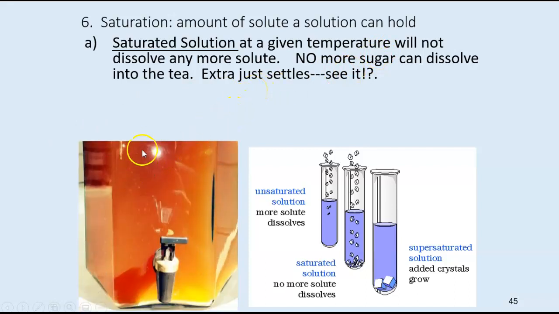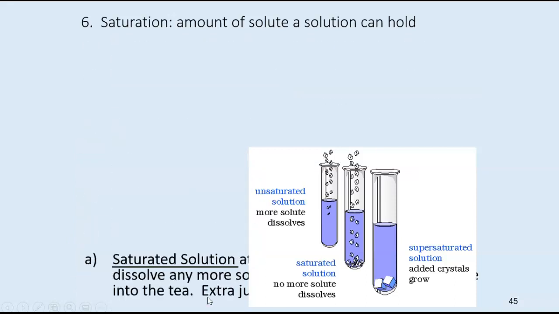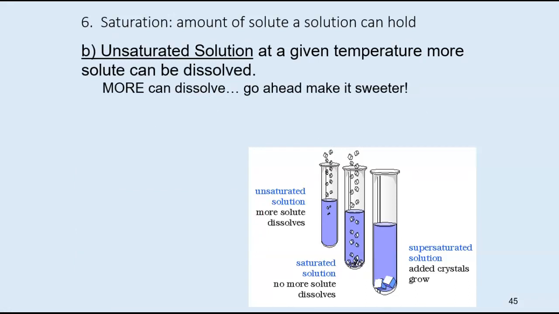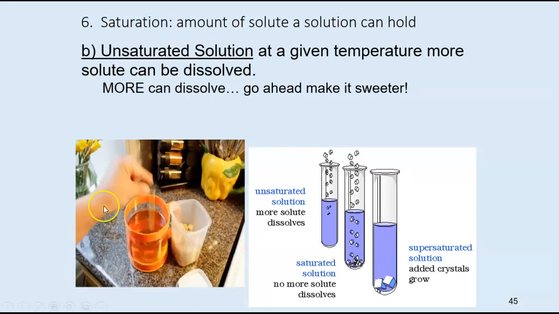And that's if you make really bad sweet tea. Okay, you can see there's like this syrupy, thick layer at the bottom because the solution above it is already full, so the extra falls out. In an unsaturated solution, more can dissolve. So if you add in more sugar to it, it disappears and dissolves.